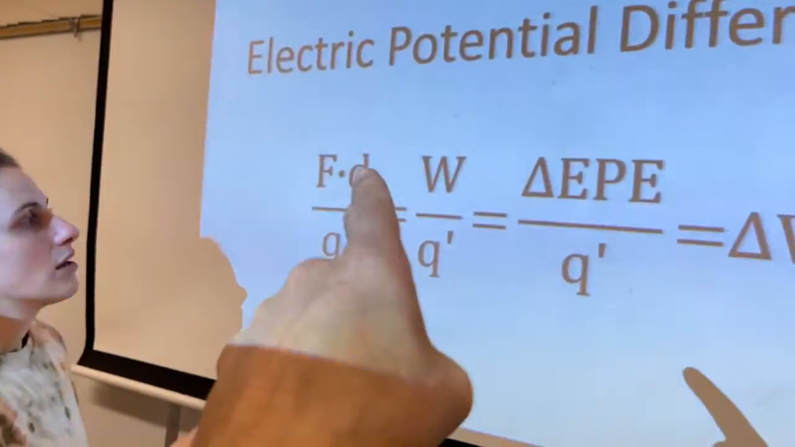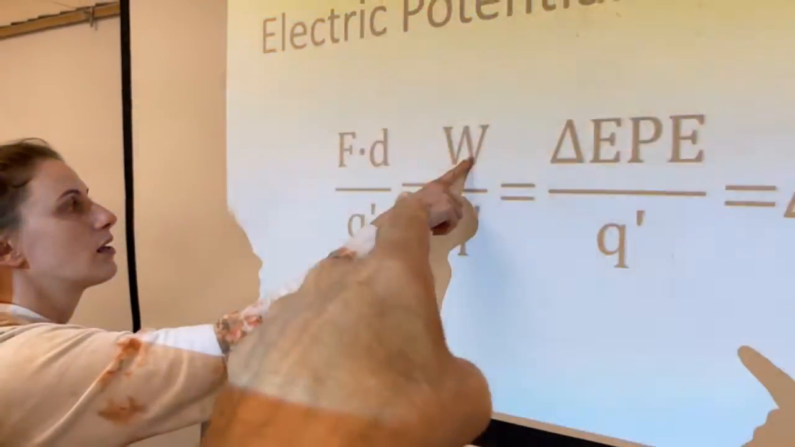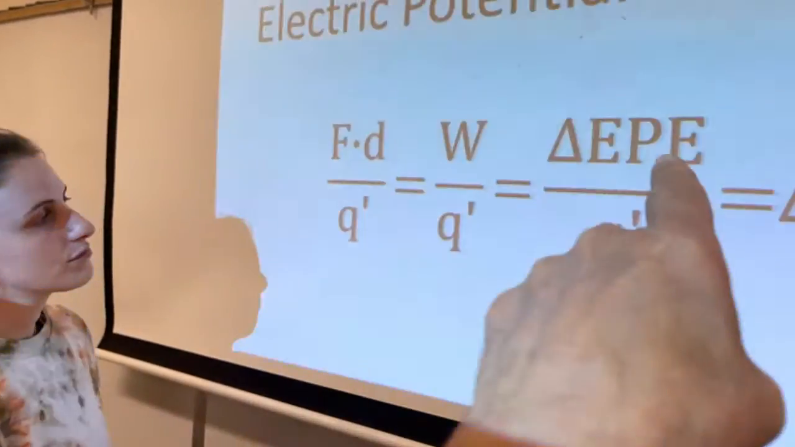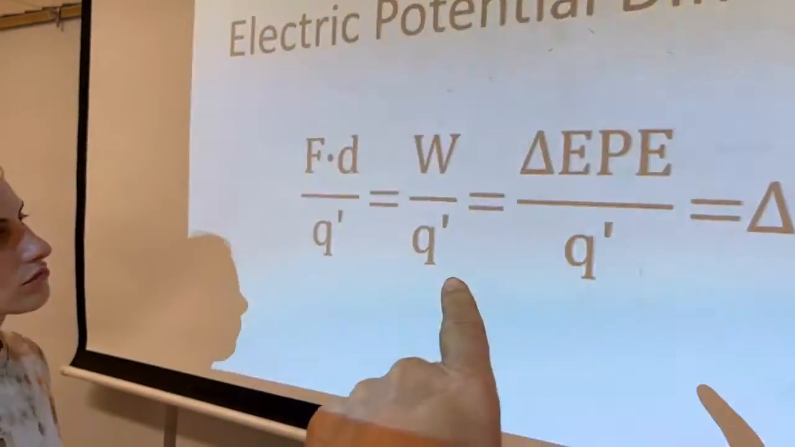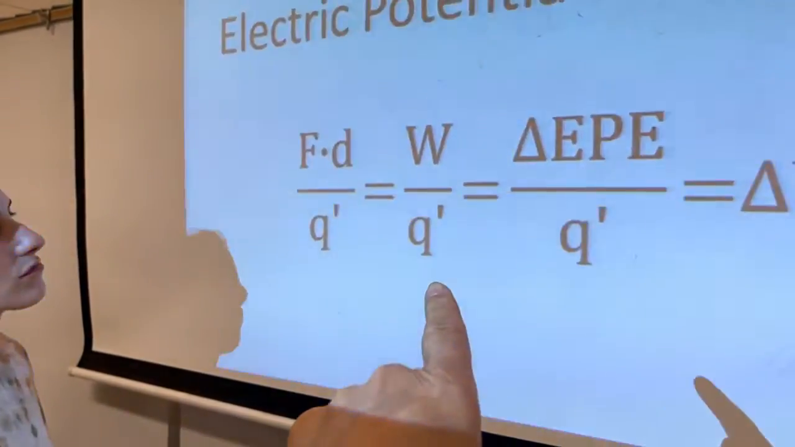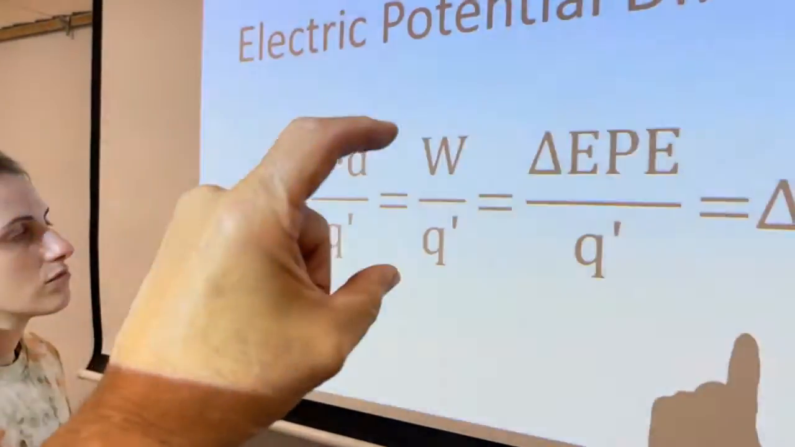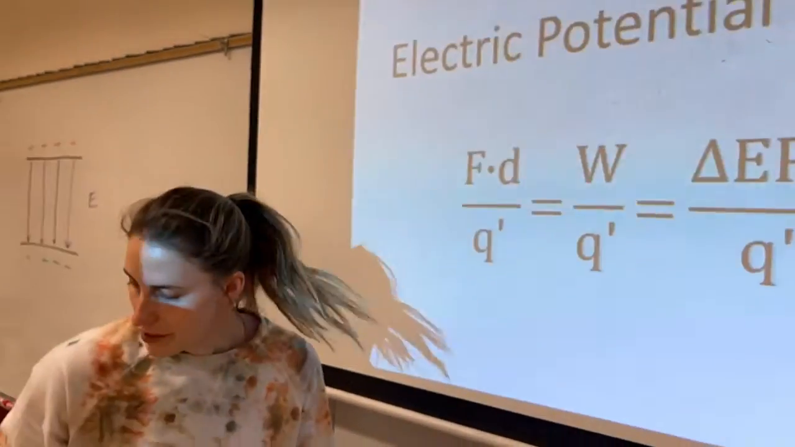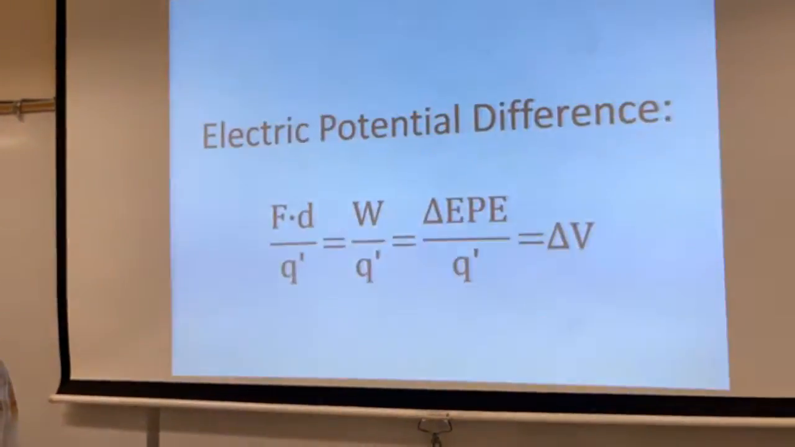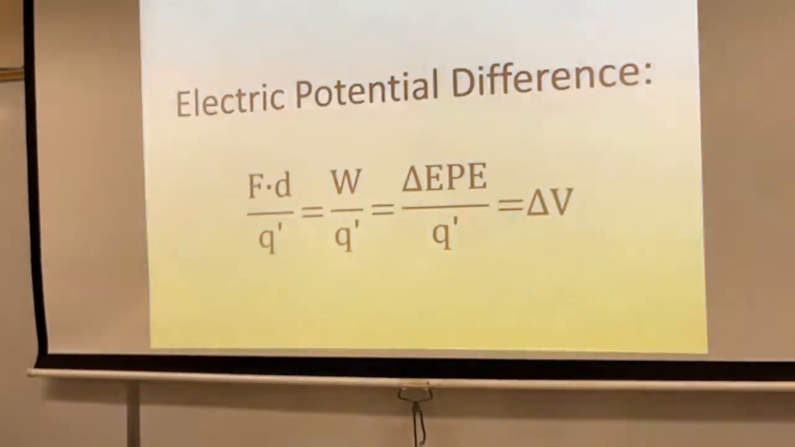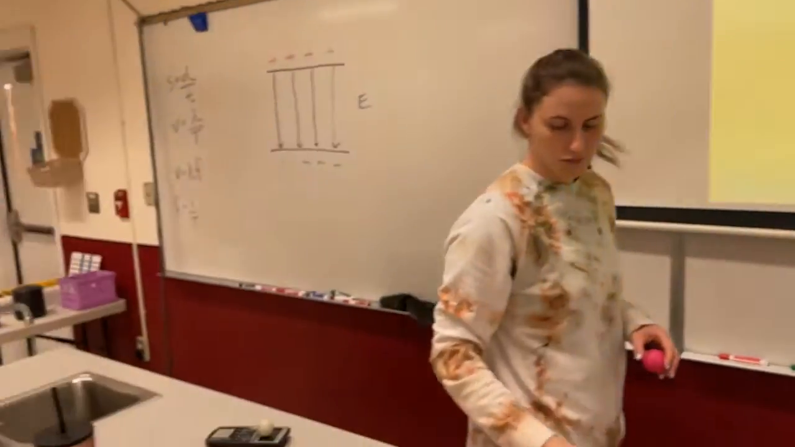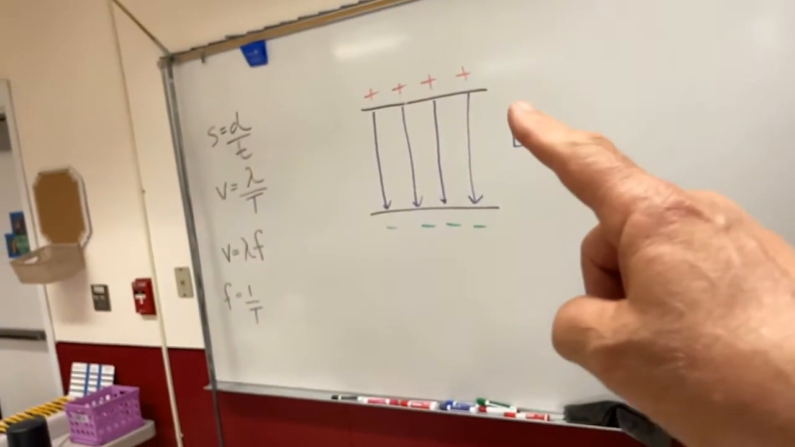So you do work moving a charge from one side to the other. You apply a force through a distance that changes the electrical potential energy. But how much work you do depends on how much charge you've got. If you have a larger charge, it takes more work. There's a constant relationship there. Yeah, there's a ratio there. Okay. And so the amount of work you do divided by the quantity of charge you moved is the electrical potential difference. That's the difference from one side to the other.